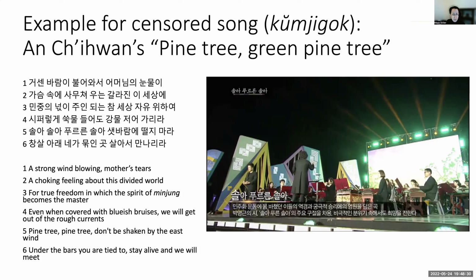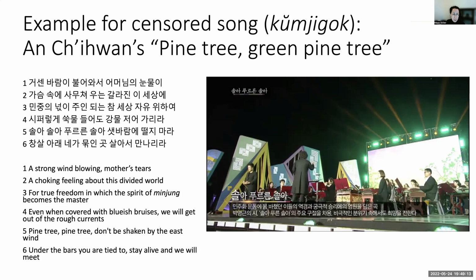So in the first line and the fifth line, An refers to a strong wind, which clearly represents the authoritarian regime that the Minjung are subjected to. And then in the first line, the phrase mother's tears refers to the many mothers who lost their sons and daughters who died during police interrogation, in prison, and so on. In the third line, An expresses the hope that one day the people will be free of the dictatorship. In the fourth line, he indirectly refers to police violence, but he uses the metaphor of rowing out of the rough currents to indicate that, let's get through this, and there is a way out of this.